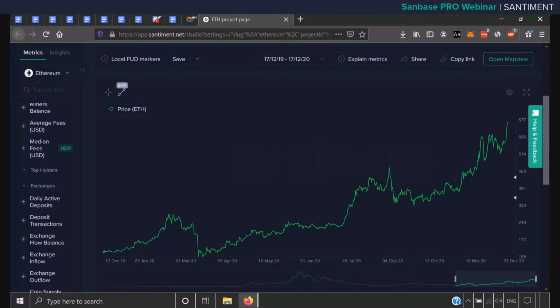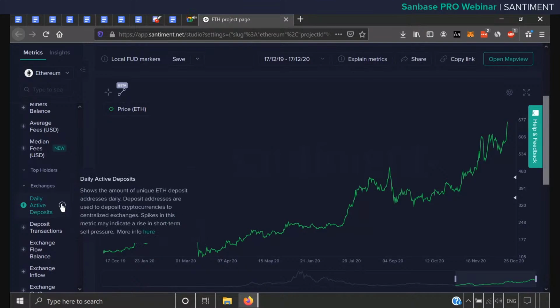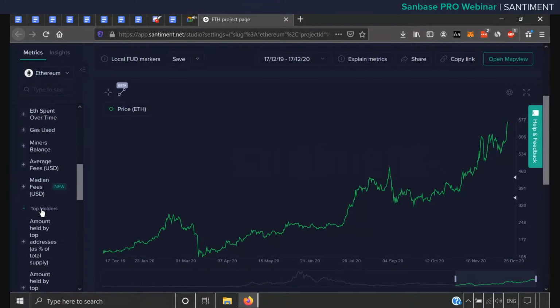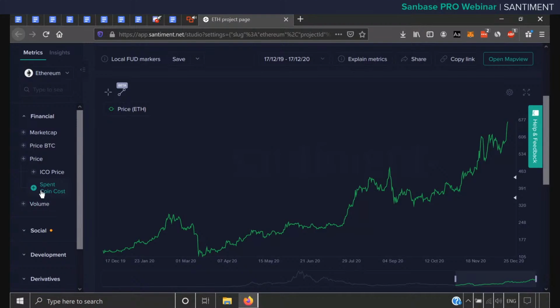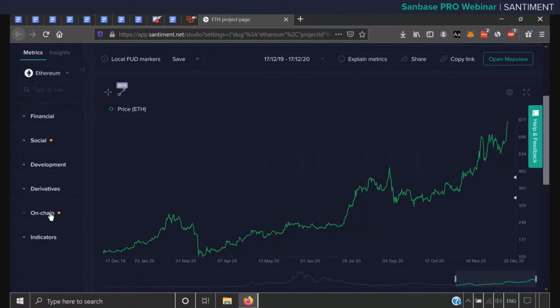Some, as Max said, of these metrics will mean different things and can impact the price in different ways based on the general market direction. So what we're going to do is start with this first metric that's available under the exchange category here. Everything we are going to be talking about today is going to be nested under the on-chain category. For additional webinars, we are going to be talking about social data, derivatives data, and other sources of information that we have. But number one, I think our bread and butter is definitely on-chain and social data.